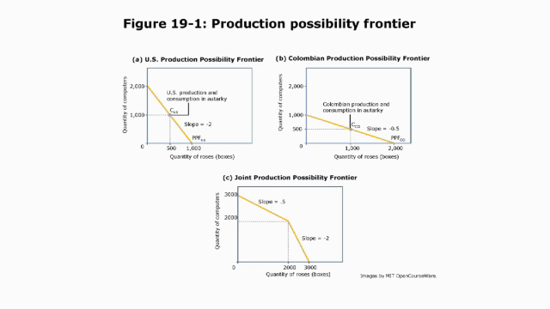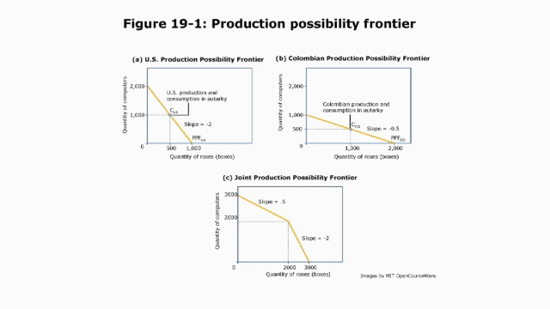Autarky, which is the word, I don't know what it means, but it basically means no trading. Autarky, which means no trading. So the no-trading outcome is consumers in the US consume 1,000 computers and 500 boxes of roses. Consumers in Colombia consume 500 computers and 1,000 boxes of roses.